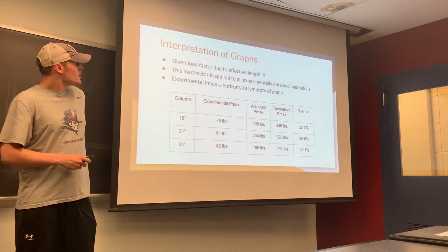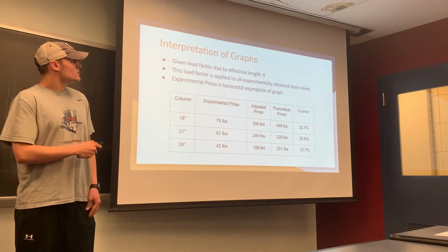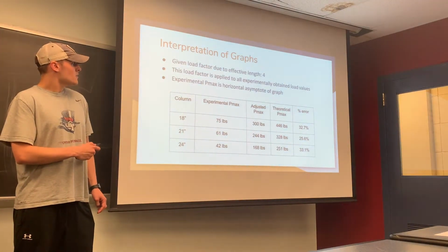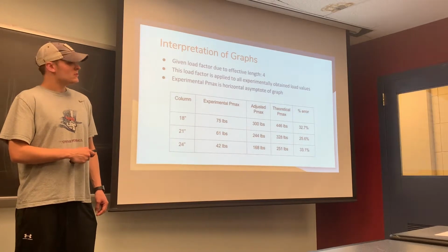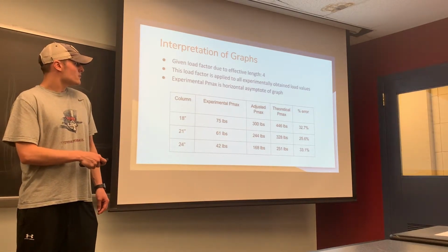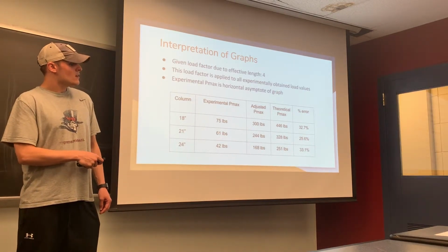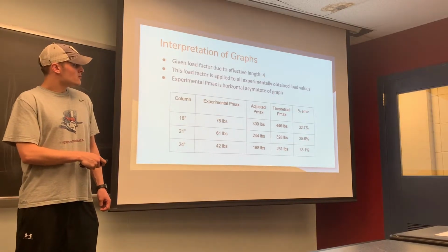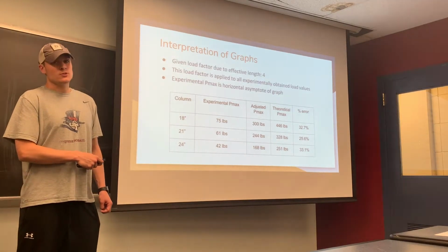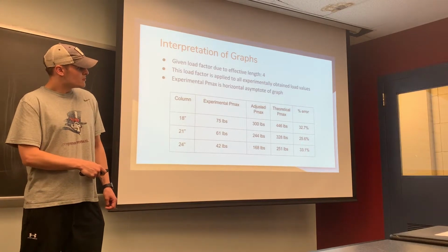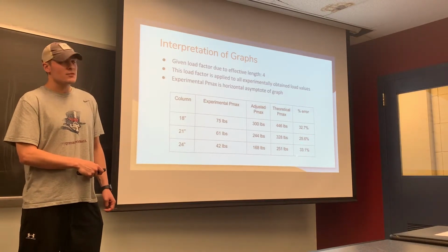So after taking all that data, due to the effective length of the column, we had to multiply all of our experimental maximum loads by 4 to get these values here. And then once we compared them to the theoretical values, we came up with the percent error, as you can see, ranged between 25 and 35%.